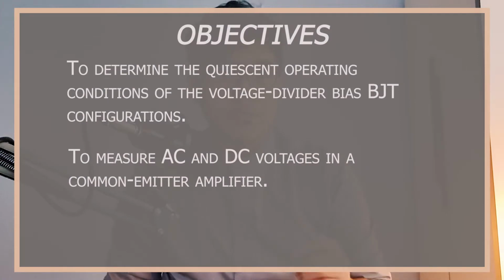Though there are many configurations of the BJT, for this experiment, we will be only focusing on how to determine the quiescent operating conditions of the voltage divider bias BJT configurations, and to measure AC and DC voltages in a common emitter amplifier. So, let's get started.